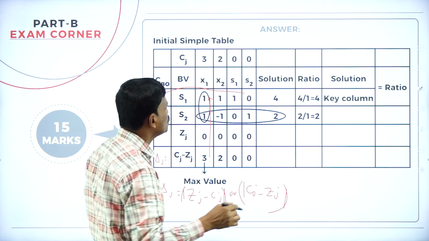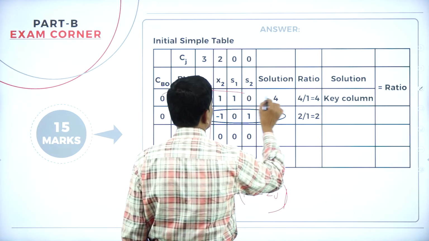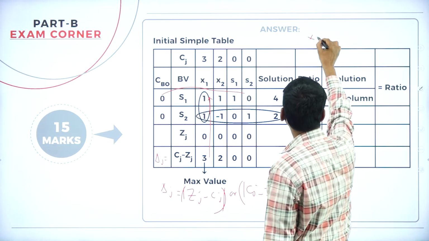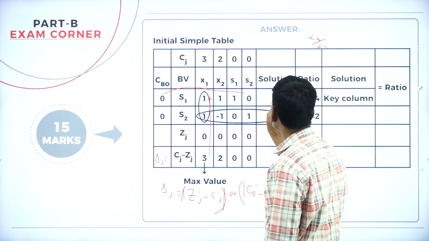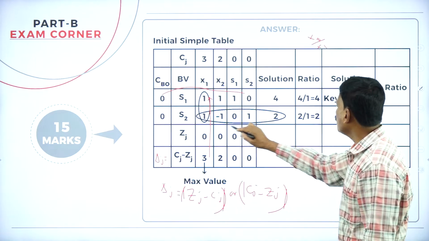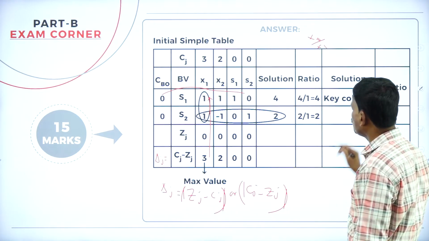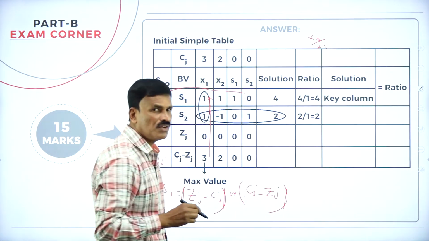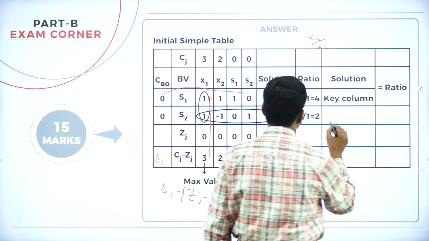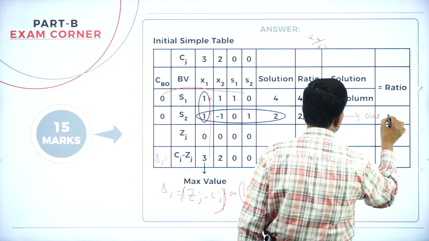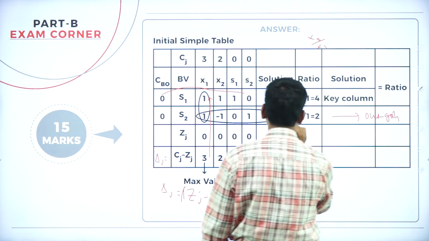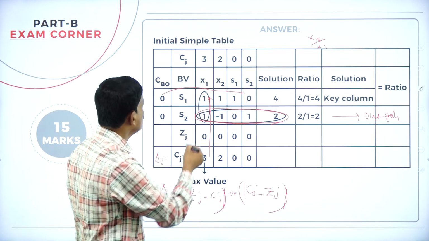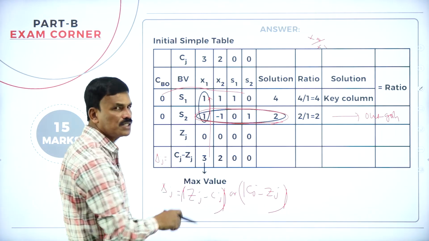Now find out the ratio. How to find the ratio? The ratio is given by x0 divided by x1. That is 4 divided by 1, 2 divided by 1, which is equal to 4 and 2. Since here we take the least positive value, what is the least positive value? This is the least positive value. Therefore, this is the outgoing variable. Let us represent this as the outgoing variable. So here the incoming variable is x1, the outgoing variable is x2.